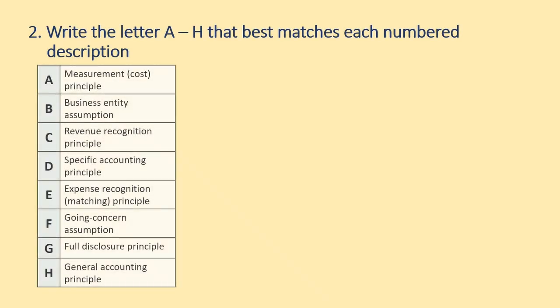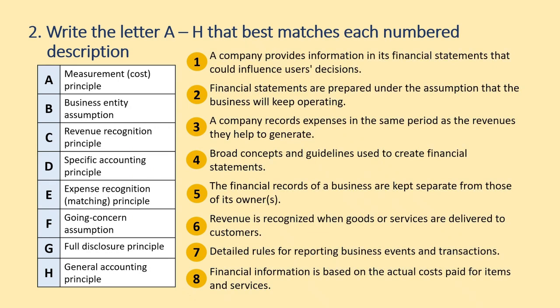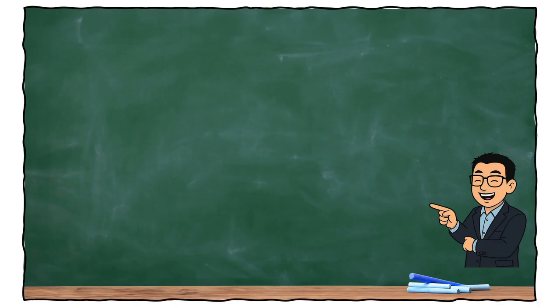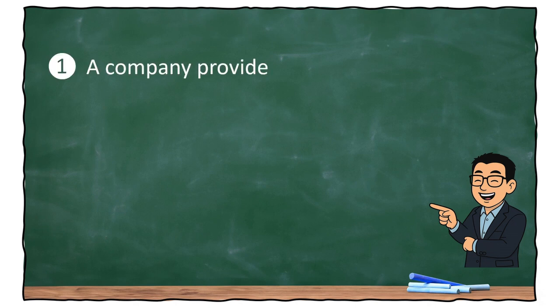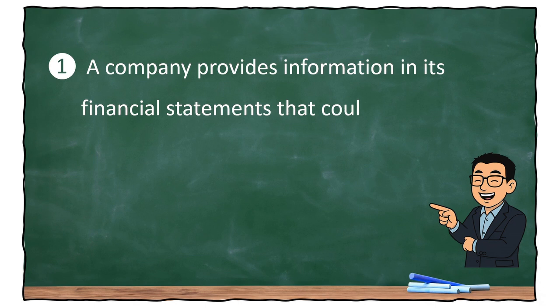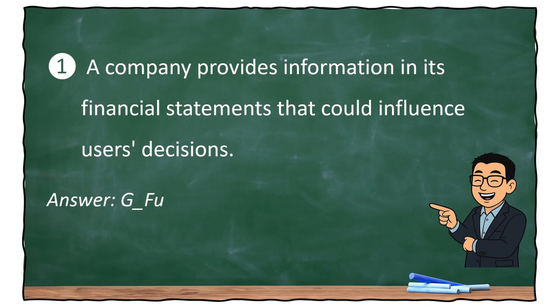Question number 2. Write the letter A to H that best matches each numbered description. Let's look at number 1. A company provides information in its financial statements that could influence users' decisions. The answer is G. Full disclosure principle. This principle requires companies to share all information that may affect decision-making, beyond just the numbers.